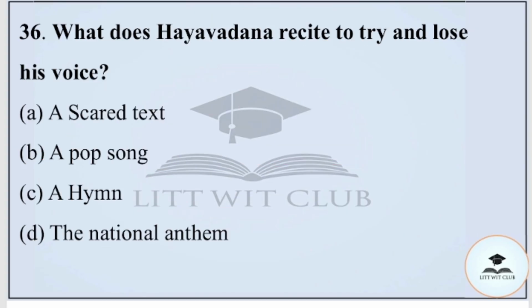Question number 36. What does Hayavadana recite to try and lose his voice? Options are a sacred text, a pop song, a hymn, or a national anthem. And the correct option is the national anthem.